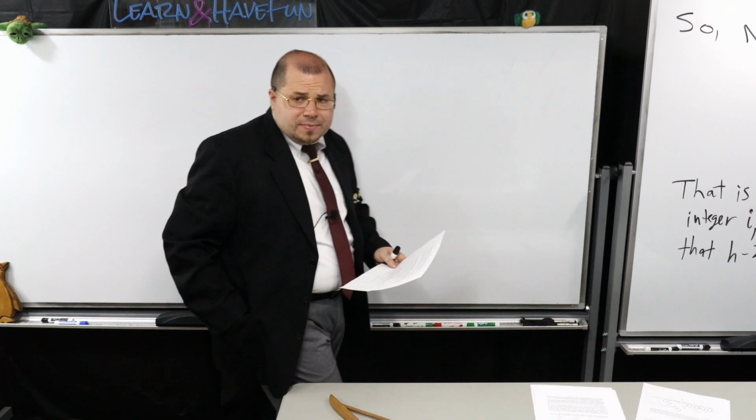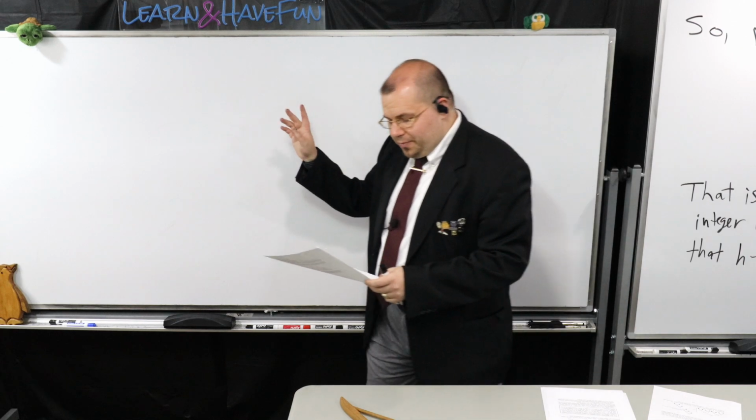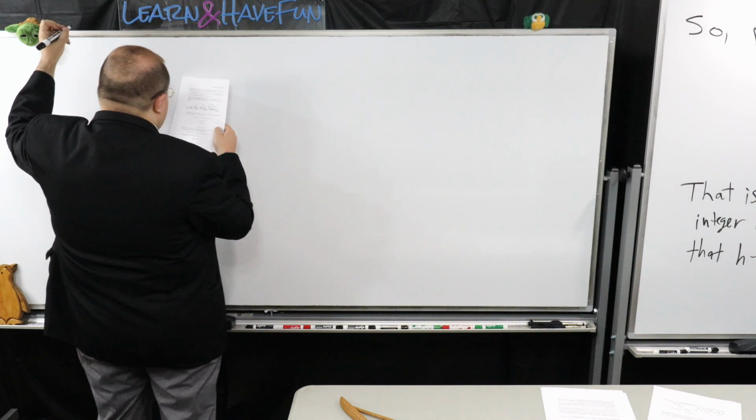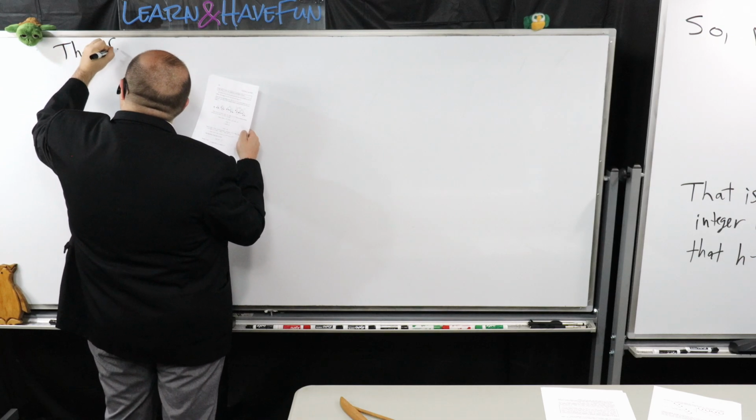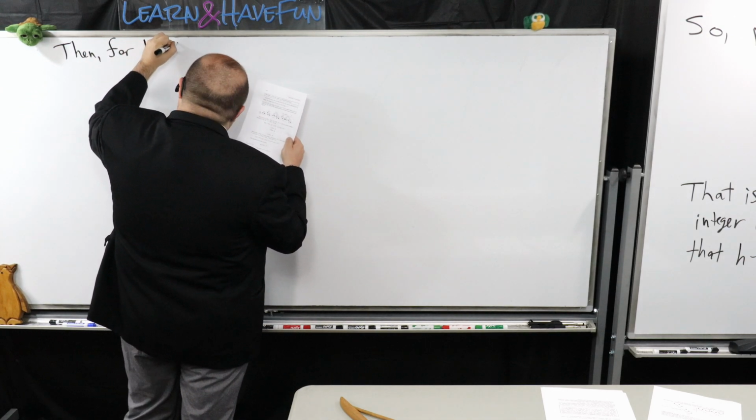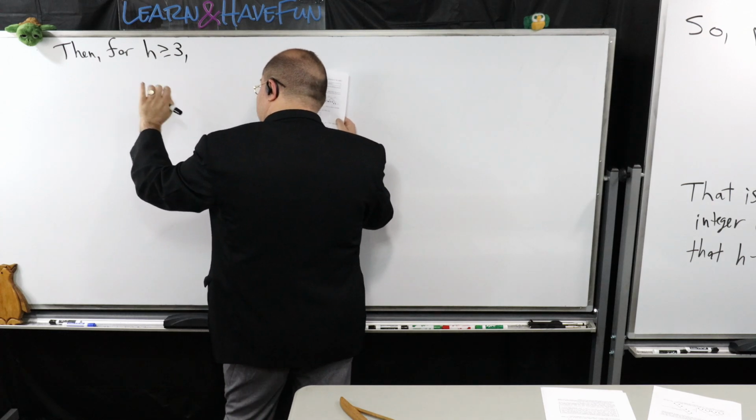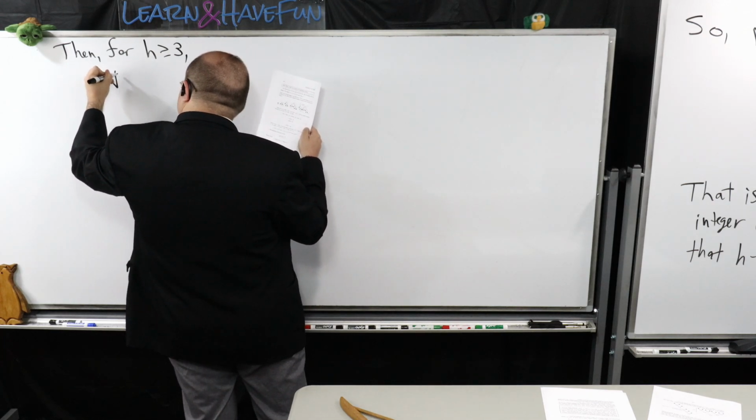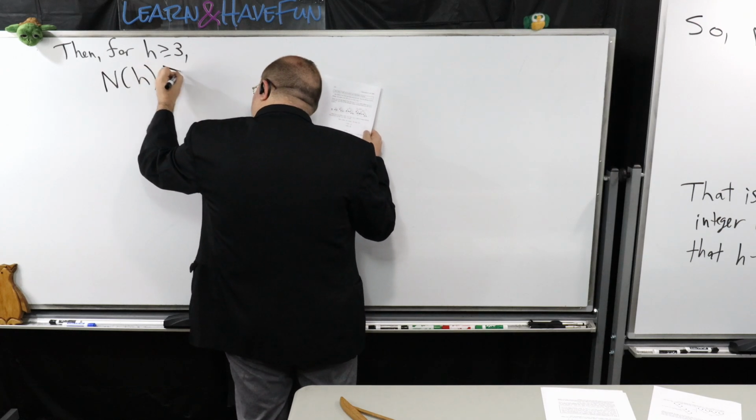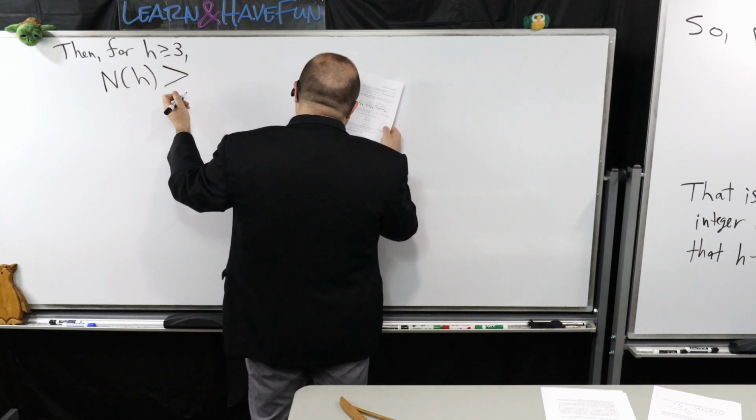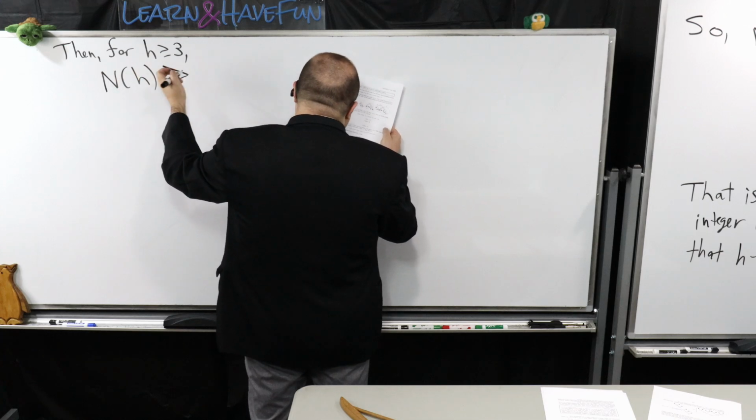Okay. So far we got the following. Then for h greater than or equal to 3, we have the following. So watch this. I'm going to plug in that value for i. Then I end up with this. So n of h is strictly greater than the following.